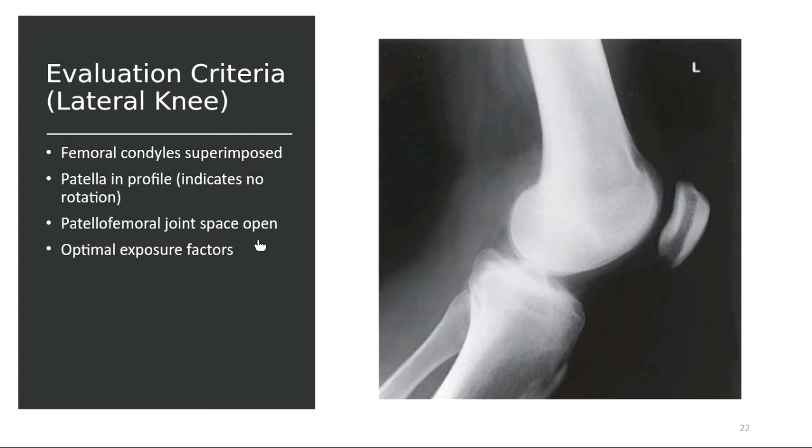Right here, this is the tibial tuberosity. You can kind of make that out right there. So excellent, excellent lateral knee.